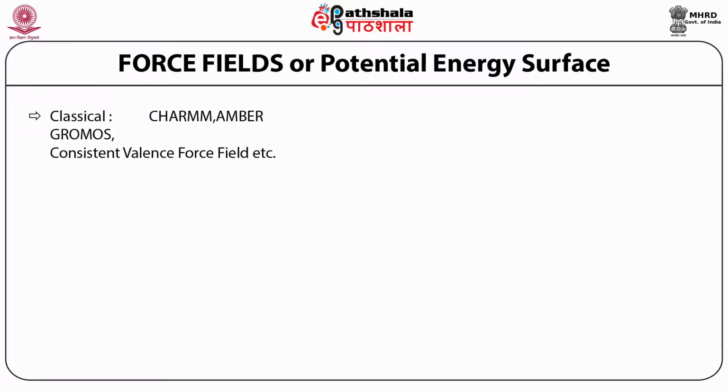It started with a number of them, which I am not showing here, but they belong to different schools of thought. CHARMM developed from Harvard, AMBER developed from UCSF with Peter Kollman and group. CHARMM developed by Martin Karplus's group, and GROMOS, which is presently called GROMACS, developed by Van Gunsteren's group in Switzerland. These potential energy surfaces all represent something we call consistent valence force field.